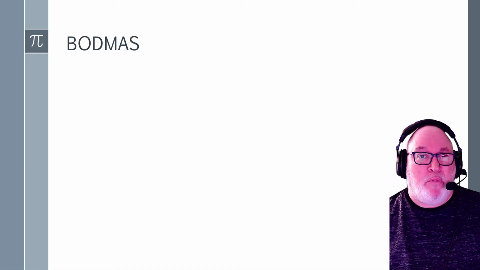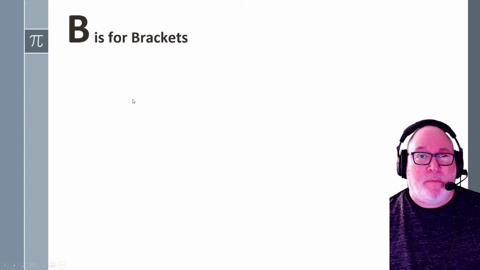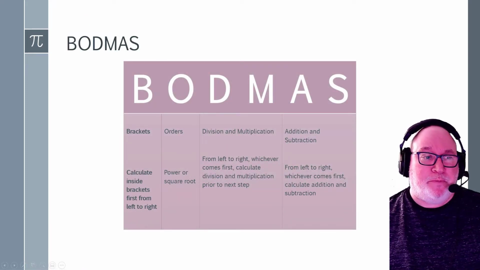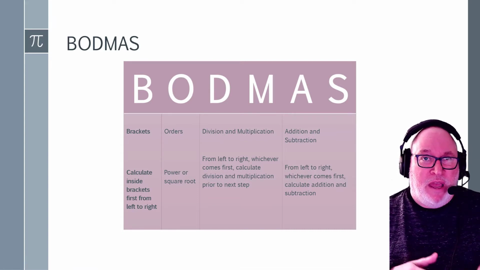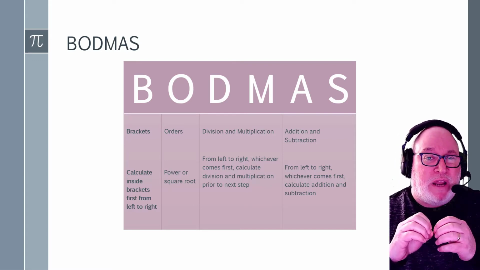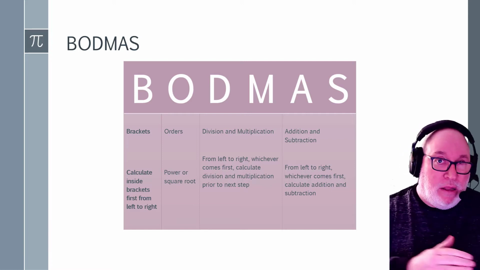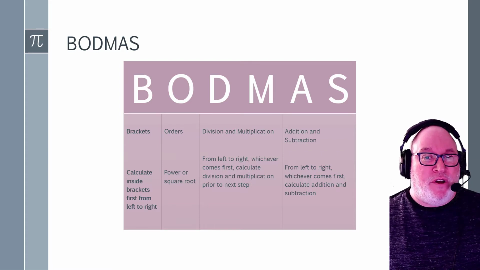So if we take a look at Bodmas and the rules. The first part, the B, is for brackets. You do what's in the brackets first, working from left to right. We always work from left to right, but this gives priority to the parts first, and then we keep on coming back to left to right. So the brackets, no matter where they are, are always done first.